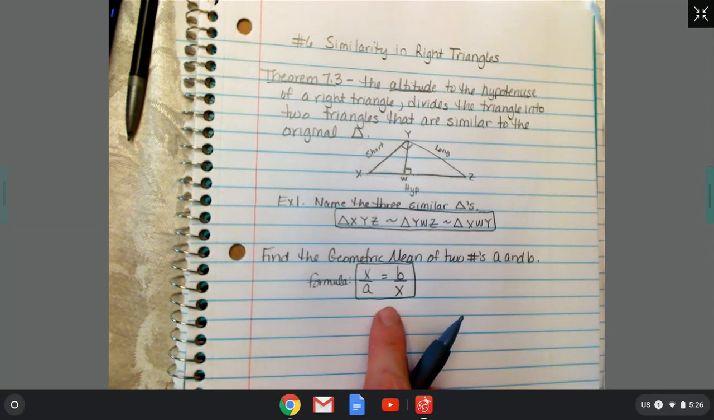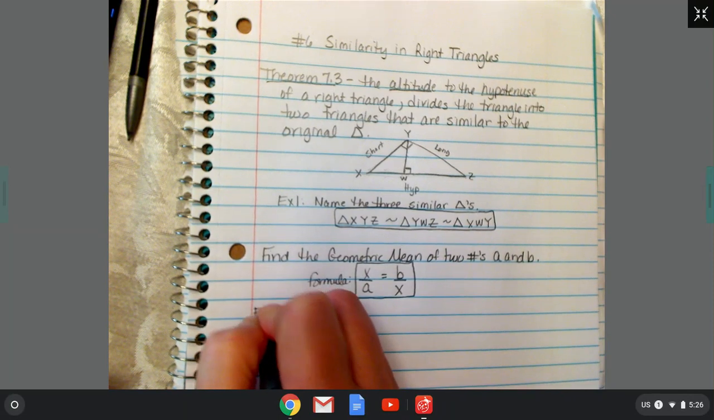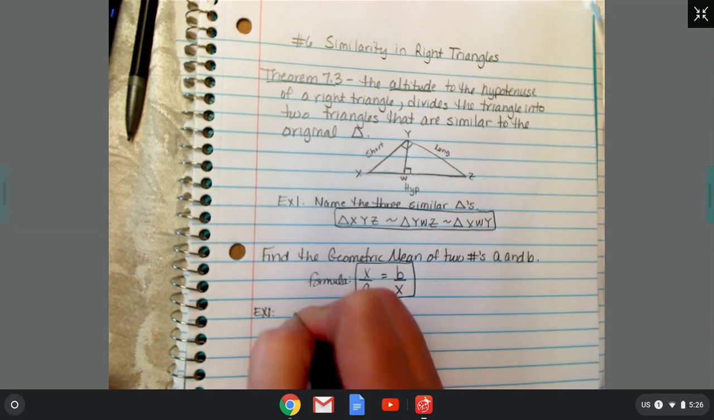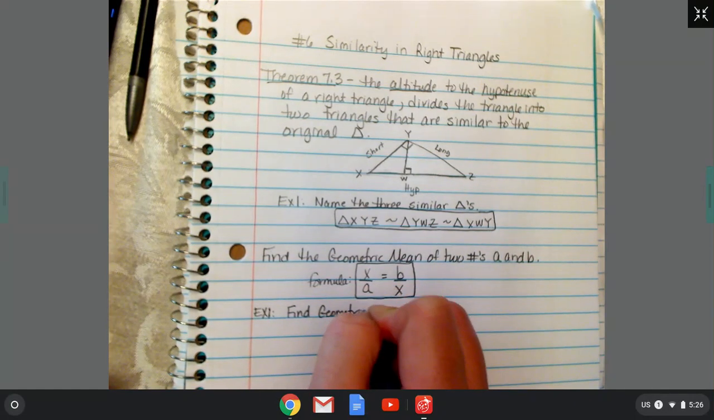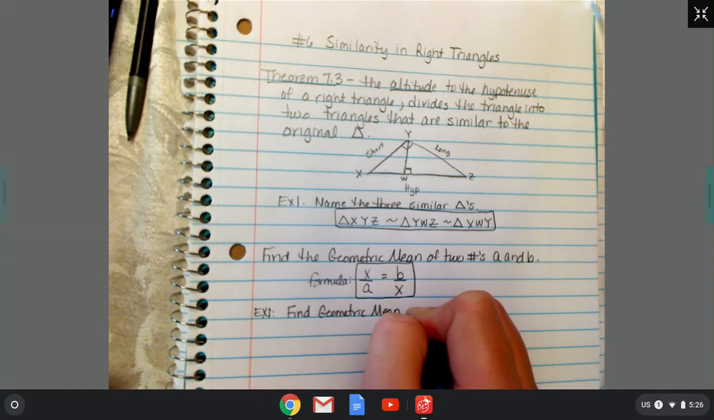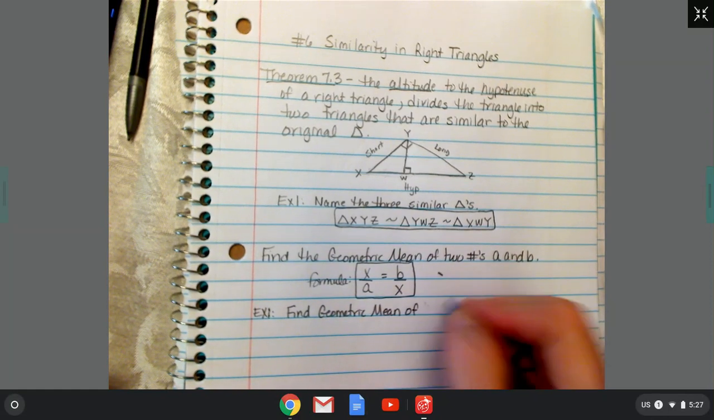On the ACT, they may just ask for the geometric mean to see if you know how to apply it. Okay. All right, so here's our example 1. Find the geometric mean. They have to give you 2 numbers. Okay, in this example, we'll do 6 and 12.